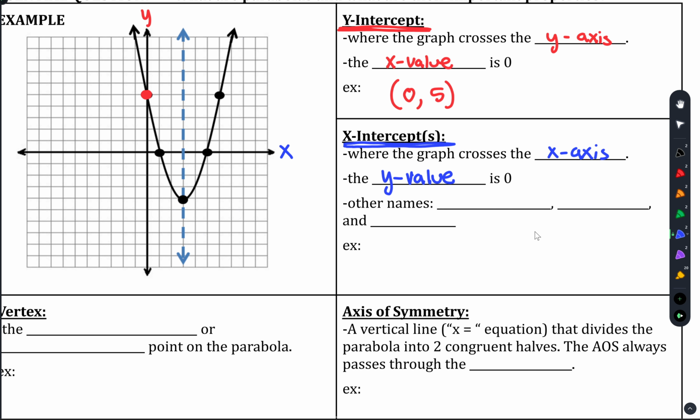And then because this is like the focus of our unit, these guys have a bunch of different names that they can go by. So you might see them called x-intercepts. You might also see them called zeros. You might see them called roots. And then the most important one that we're going to see, solutions.